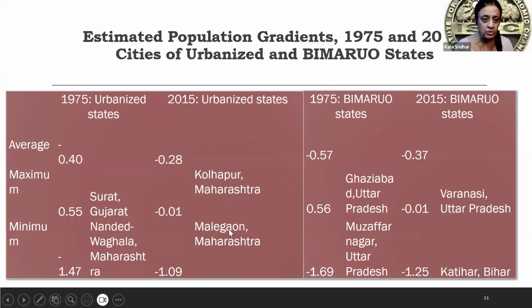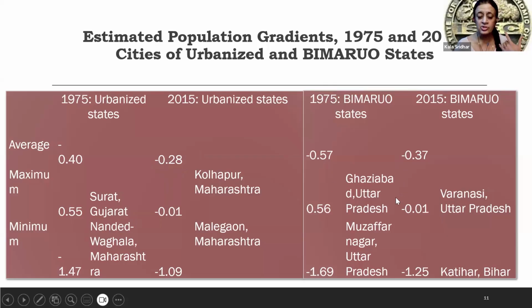And this is what we found. And no doubt, the average density gradient of the urbanized states in 1975 was much lower, the absolute value, right? So they are much more suburbanized, right? The urbanized states' cities sprawled a lot more in 1975. And the same story in 2015 also, even further. When you compare the BIMARU states with the urbanized states, you find that the urbanized states were actually more sprawling in the sense that they were more suburbanized, and this is what you find.